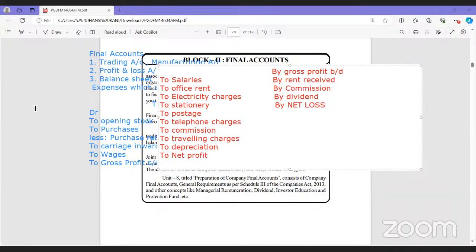Now, I hope you have understood what the trading account and profit and loss account are, and we will try to understand how it is actually done. Let's see one problem where we can understand how it will be done.